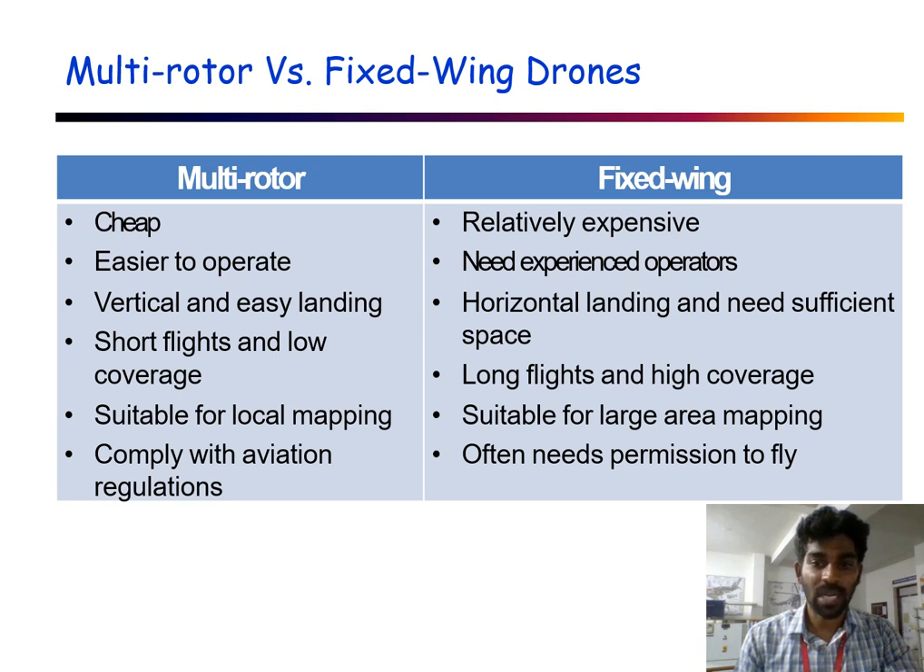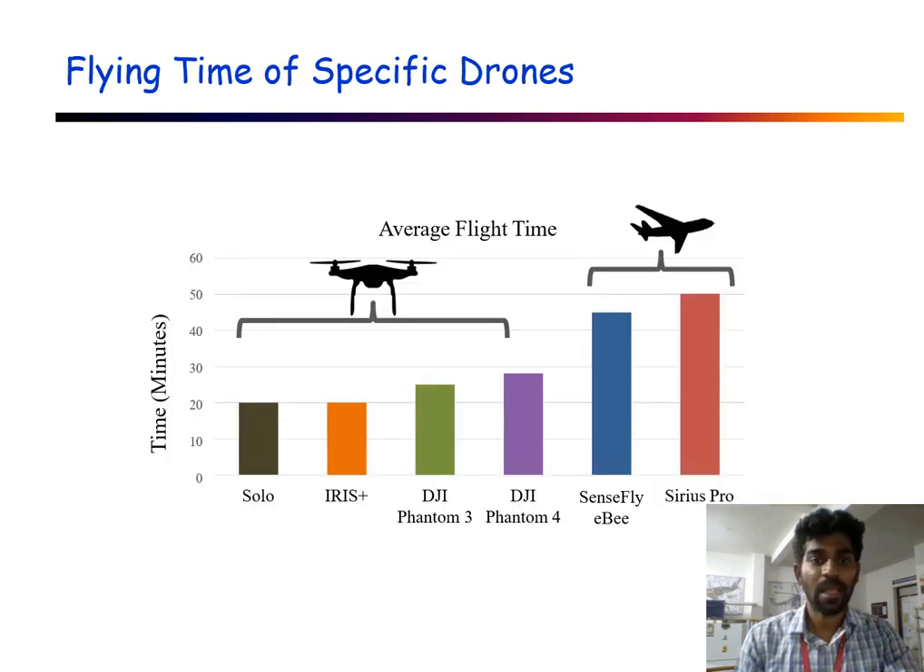with aviation regulation. The fixed wing is relatively expensive and needs experienced operators, horizontal landing and sufficient space, with long flights and high coverage. It's suitable for large area mapping and often needs permission to fly.